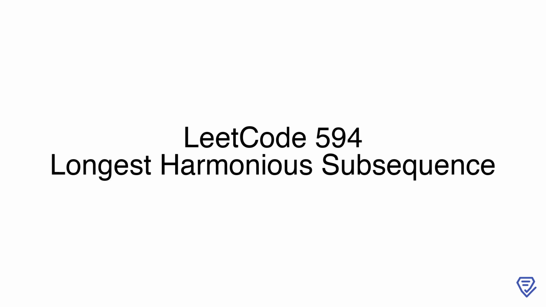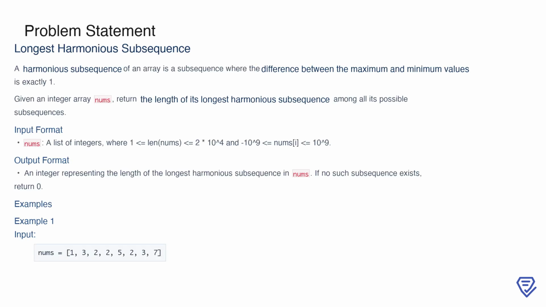Let's get started. In this problem, we are tasked with finding the longest harmonious subsequence in an integer array. A harmonious subsequence is defined as a subsequence where the difference between the maximum value and the minimum value is exactly 1. The goal is to determine the length of the longest such subsequence in the given array.